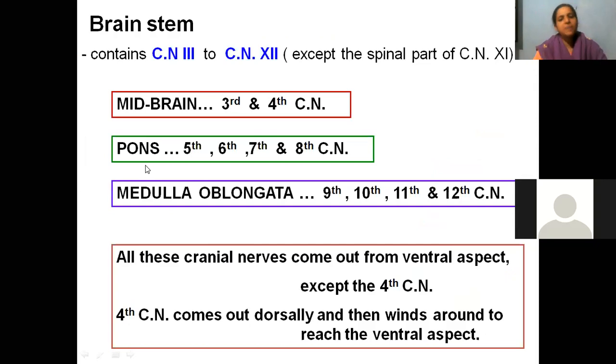Now, what are the various cranial nerves coming from each part of brainstem? From midbrain, we have third and fourth cranial nerves coming. From pons, we have fifth, sixth, seventh, eighth. From medulla oblongata, we have ninth to 12th. All these cranial nerves come out from the ventral aspect, except for the trochlear, which comes from the dorsal aspect of brainstem. We will see this.